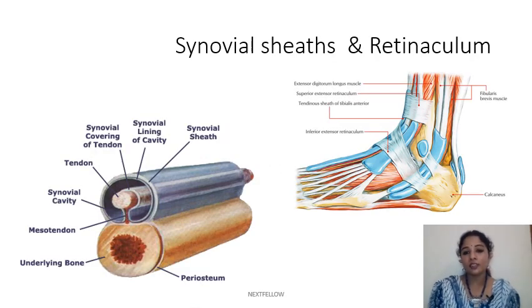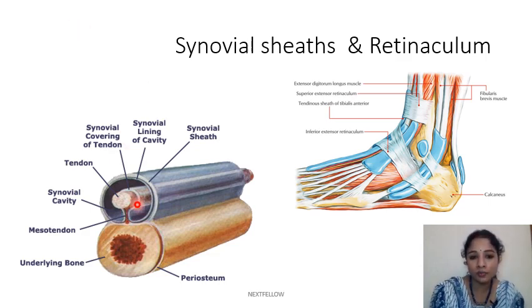Next, the associated structures are the synovial sheaths and the retinaculum. Synovial sheath is the sheath which surrounds the tendon, where the tendons bear heavily on adjacent structures, especially when they pass around loops or pulleys of fibrous tissue or bones and change the direction of their pull, and they are guided by being provided with the synovial sheath. So this is the synovial sheath.